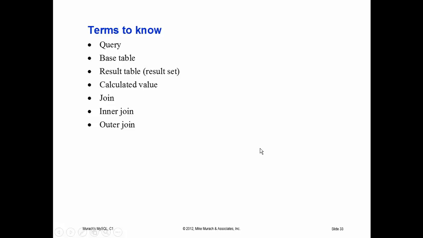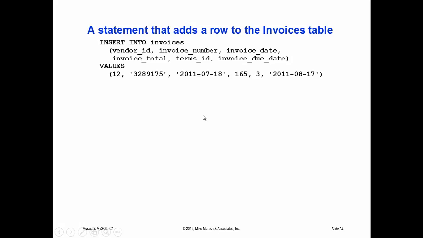So these are terms that you're going to have to know. Query: when you ask the database a question, you're querying the database. When you query a database, you get a result set back. All right. The tables that you'll be working with are your base tables. You can calculate values in your queries. You can join tables together, and there's different ways of joining tables together, including inner joins and outer joins. This, again, is all information that we're going to be getting into in later chapters.